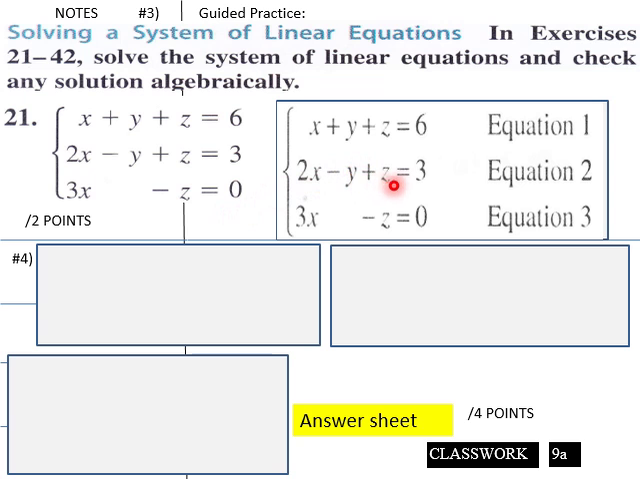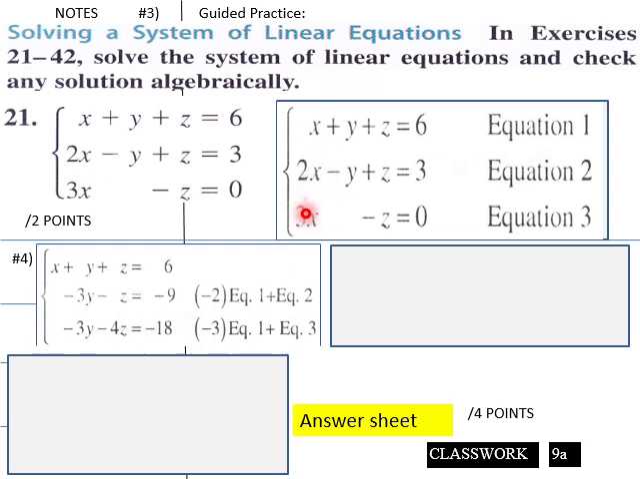So equation 1, equation 2, equation 3, let's label that so we can identify what we're doing here. So x plus y plus z equals 6. We're going to multiply negative 2 times equation 1 plus equation 2, and this is what we get here. We end up with negative 3y minus z equals negative 9.